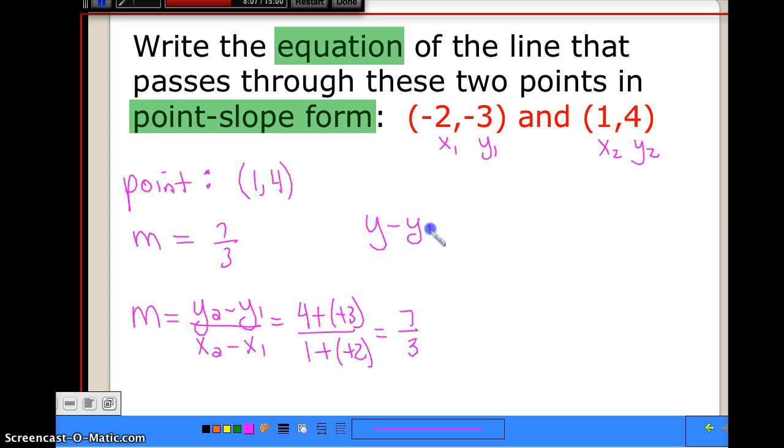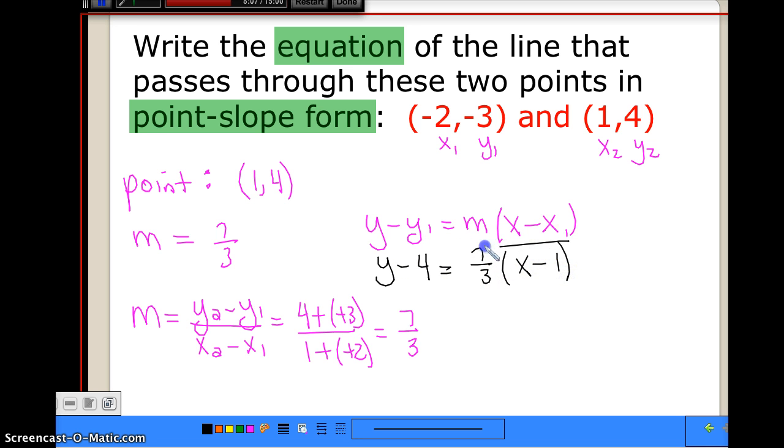Y minus y1 is equal to m times x minus x1. Let's go ahead and write our answer by substituting in. I can either pick, we picked 1 comma 4, but I could have picked -2, -3. So let's use this one. Put in y minus 4 is equal to my slope times x minus 1. There's the equation in point slope form.